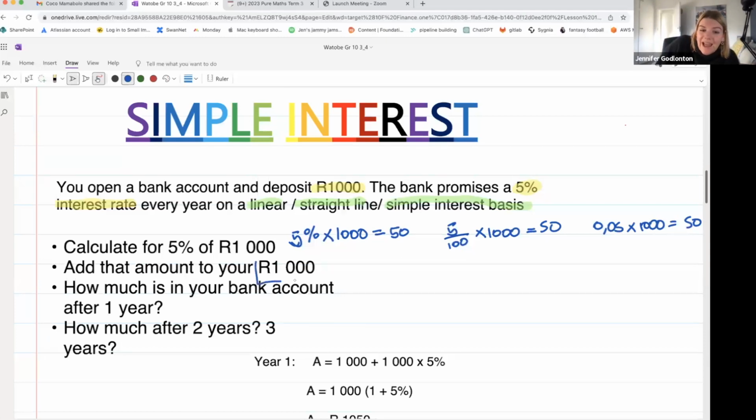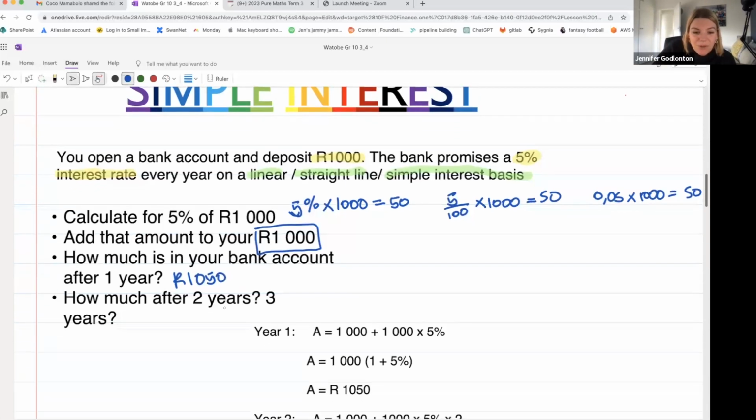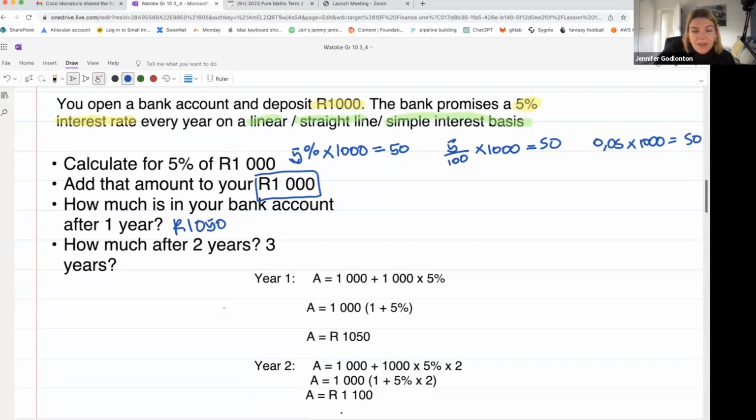We would then add that to the 1,000 Rand we had in our bank account, because interest is added on. And that is how much I would have in my account after year 1. So after year 1, I would have 1,050 Rand. Beautiful. Nice job, guys. Beautiful answers coming in the chat.